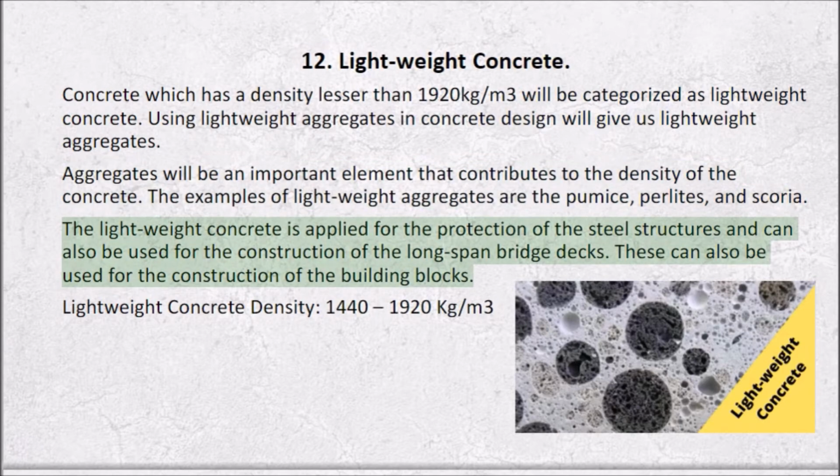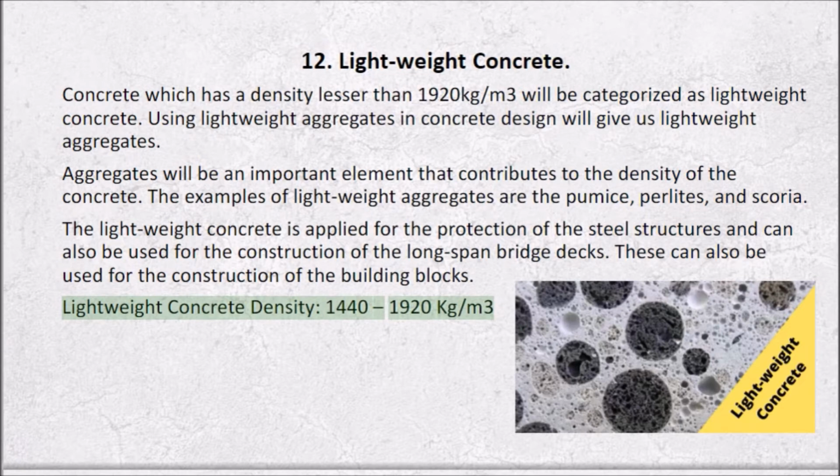The lightweight concrete is applied for the protection of the steel structures and can also be used for the construction of the long-span bridge decks. These can also be used for the construction of building blocks. Lightweight concrete density: 1,440 to 1,920 kg/m3.